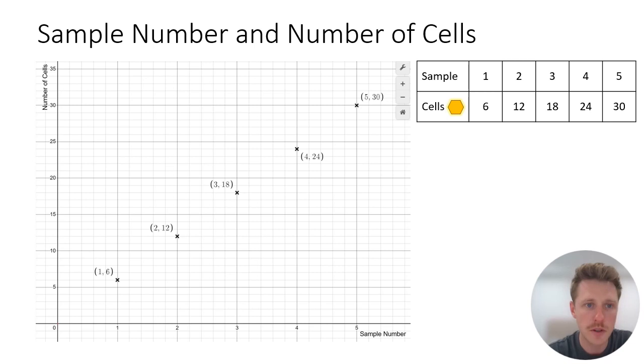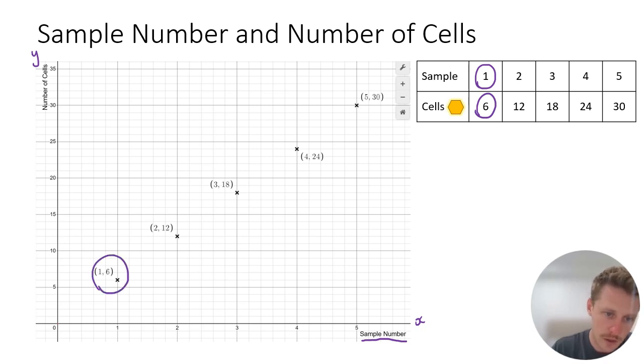So the first thing we might want to do is relate the sample number to the number of cells. So let's have a look at this example. We can see for sample 1, we have 6 cells. So let's just be clear what we've got here. We're in quadrant 1 of our Cartesian plane. On the x-axis, we're going to put the sample number, and on the y-axis, we're going to put the number of cells. So this first coordinate here, we can see we've got 1 as our sample number, and that corresponds to 6 cells, which was just our first diagram, right?